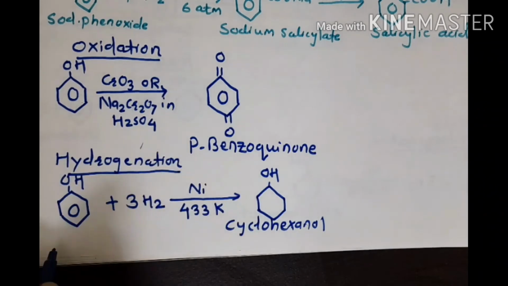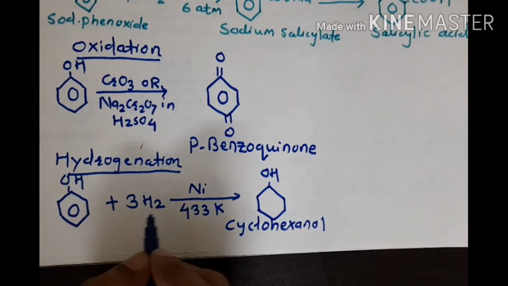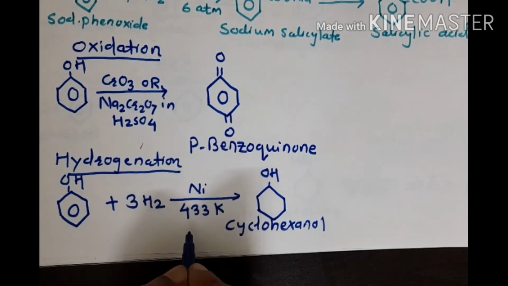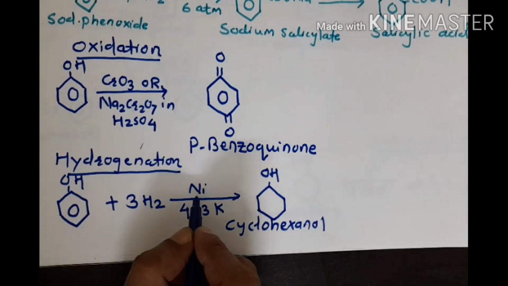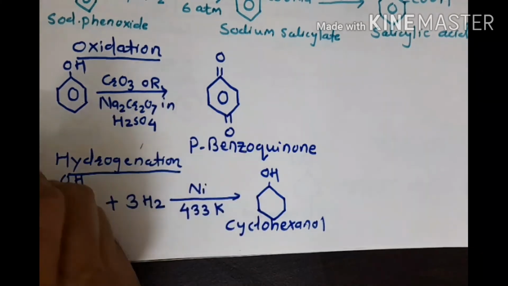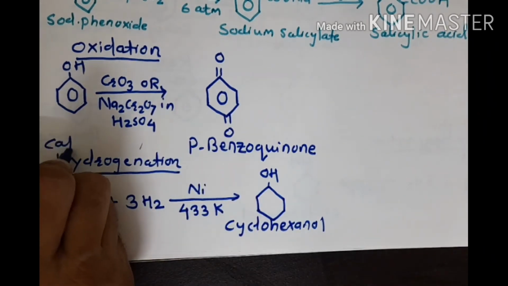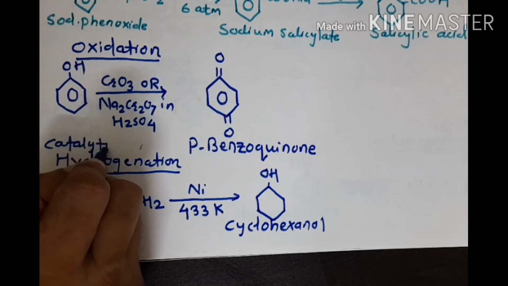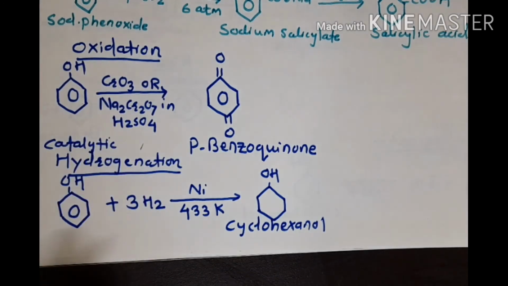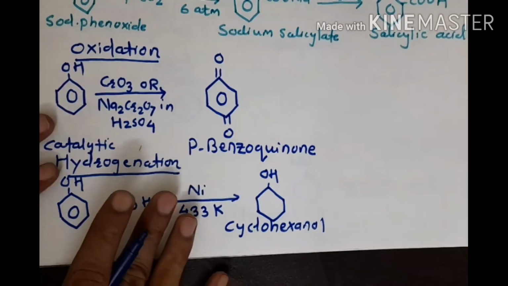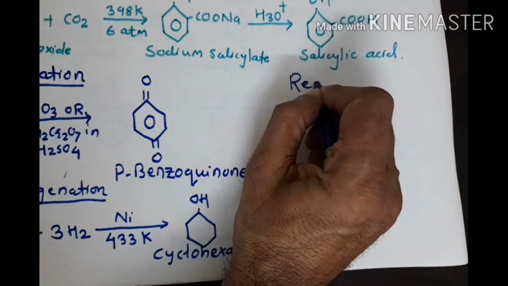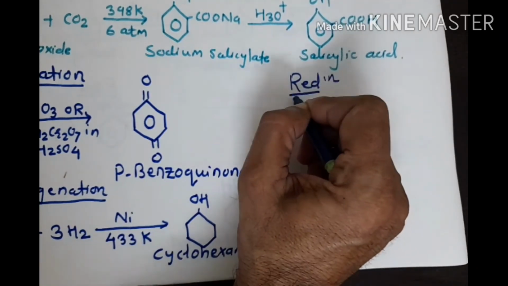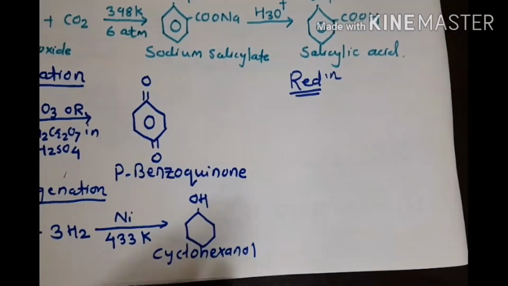Okay. Phenol on reaction with hydrogen in presence of nickel catalyst at about 433 Kelvin undergoes hydrogenation to form cyclohexanol. The reaction takes place in presence of nickel catalyst, so this is also called catalytic hydrogenation. Okay. After that, the last chemical property of phenol is reduction. Let's see what happens in reduction. This is the 11th reaction, see.